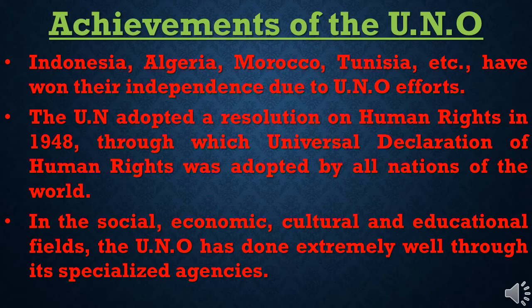By imposing economic sanctions or restrictions against the South African government, it played an important role in challenging the apartheid rule in South Africa. It has worked continuously for the protection and preservation of human rights around the world. It has been trying hard to bring about a check on arms race and to use atomic energy for peaceful purposes. Lastly, in the social, economic, cultural, and education fields, the UNO has done extremely well through its specialized agencies.